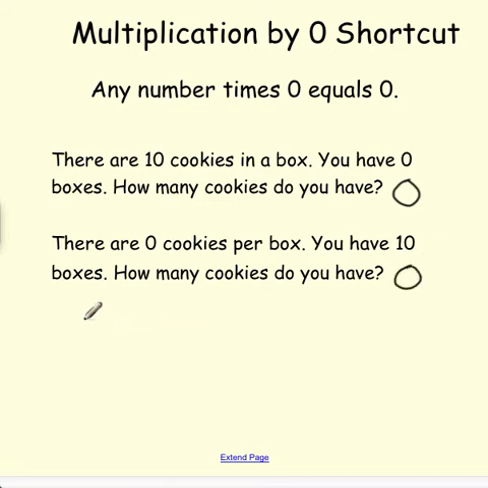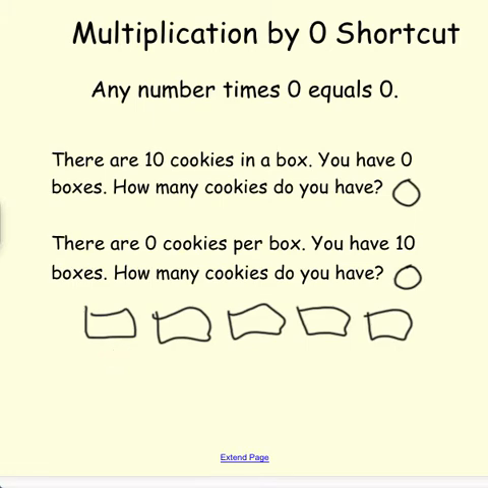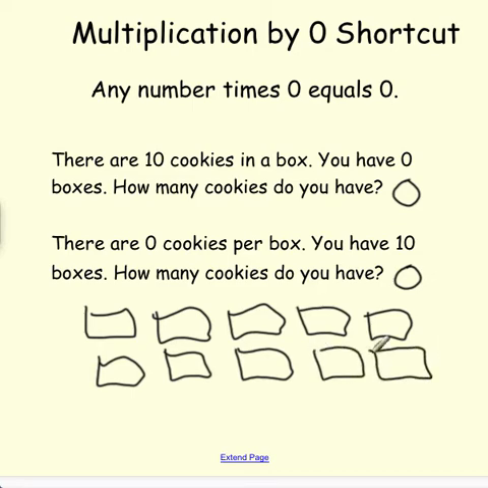Again, your answer is going to be 0. This really means you're going to have a lot of empty boxes, right? If you have 10 boxes of cookies, here they all are, 3, 4, 5, 6, 7, 8, 9, and 10. There's my 10 boxes, but every box has 0 cookies in it. Maybe I had a big party and everybody gobbled up these cookies. Then I'm going to have 0 cookies left. So in a multiplication number model, if you had something like 6 times 0, any number times 0 is always going to give you an answer of 0.